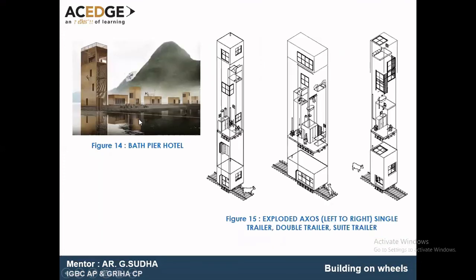This shows the image of the Bath Pier hotel that we were discussing in the previous slide. And this is the restaurant block that you see here. This shows the interior of each configuration.